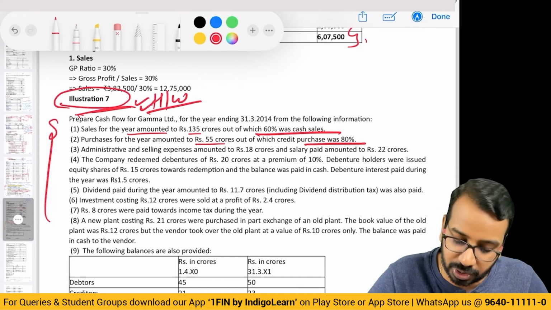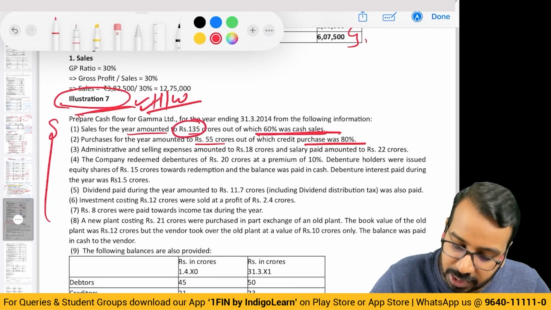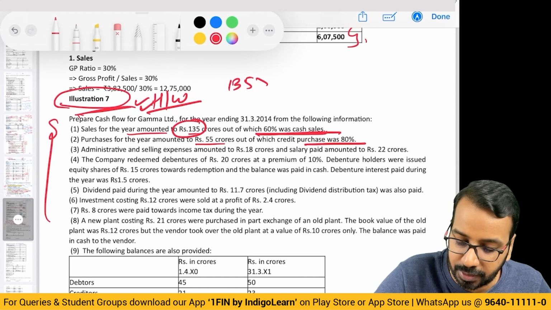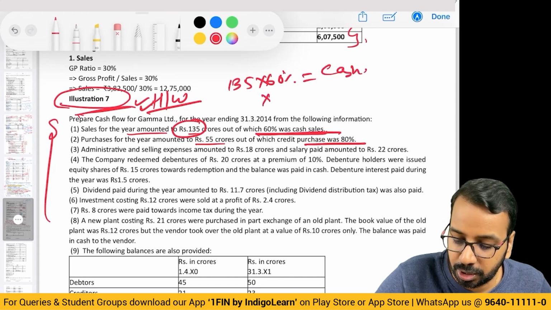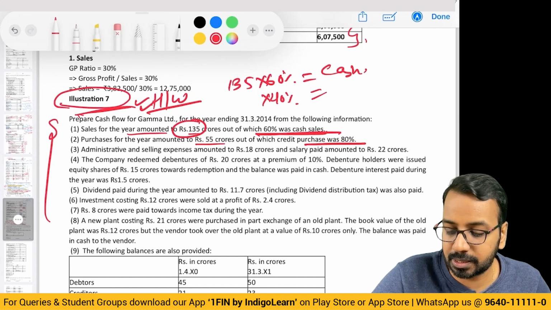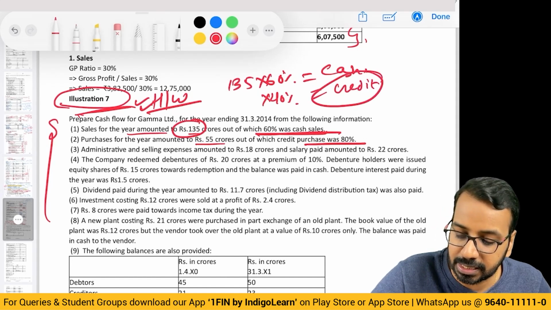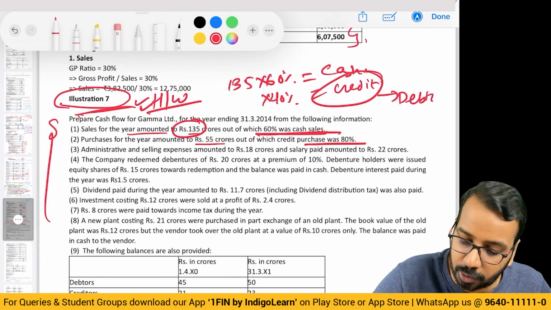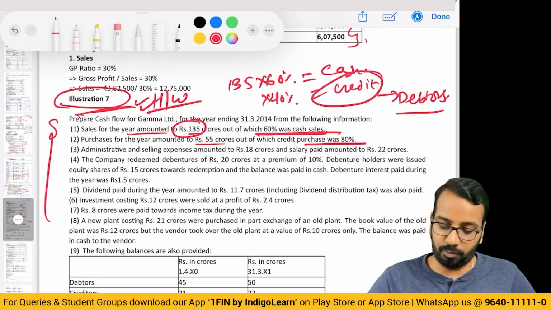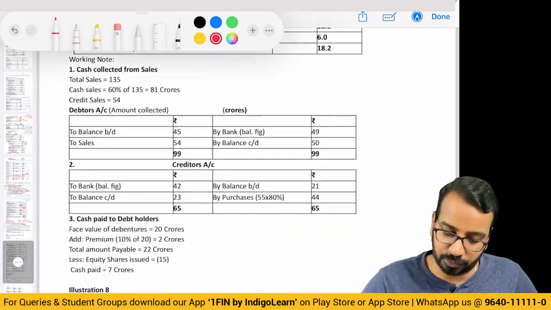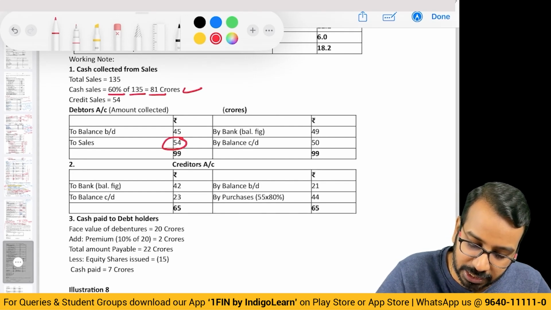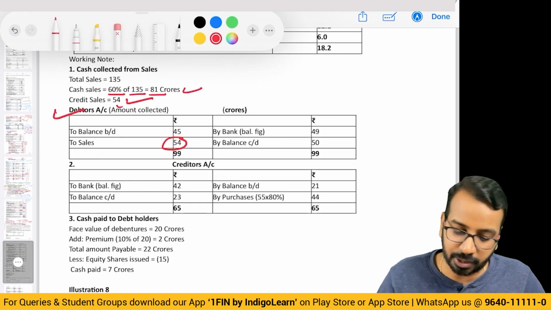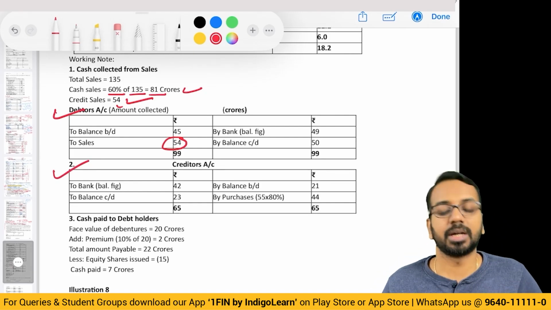Just to give you an example, 135 crores, 60% was cash. So 135 into 60% is cash, and 40% is credit. This credit you will use to prepare your debtors account. So if you see the working note here, debtors account, sales 54 that we got, 60% of 135, 81 is cash, credit sale is 54, then you will prepare the debtors account. Same way you will prepare the creditors account.